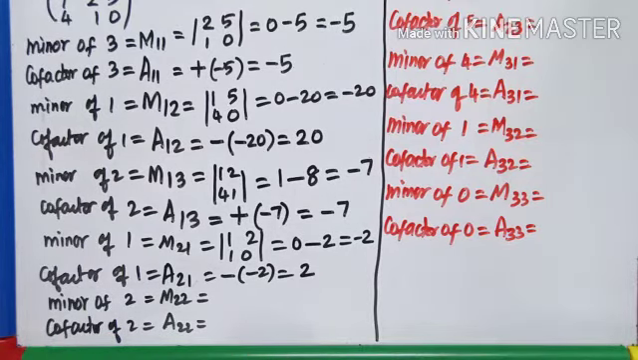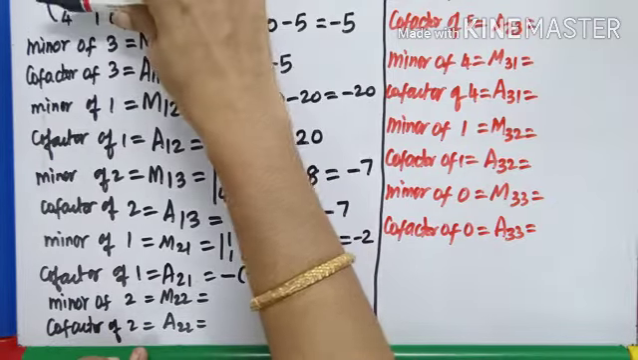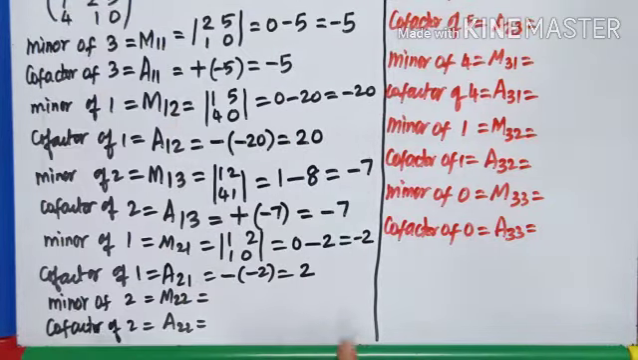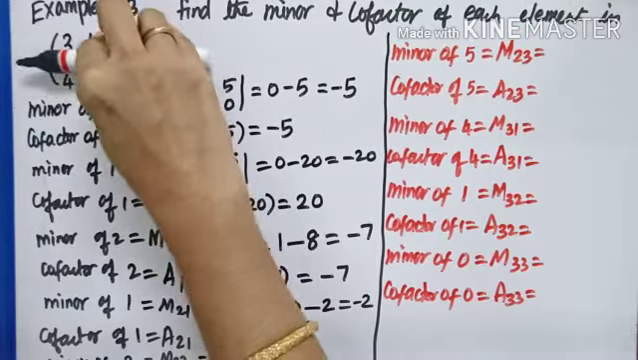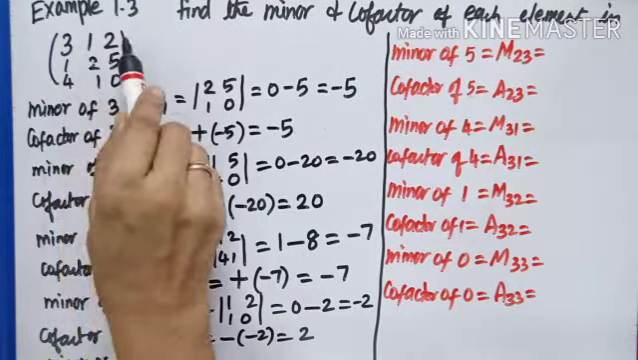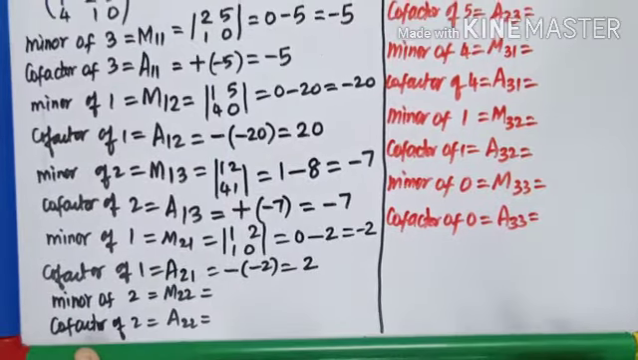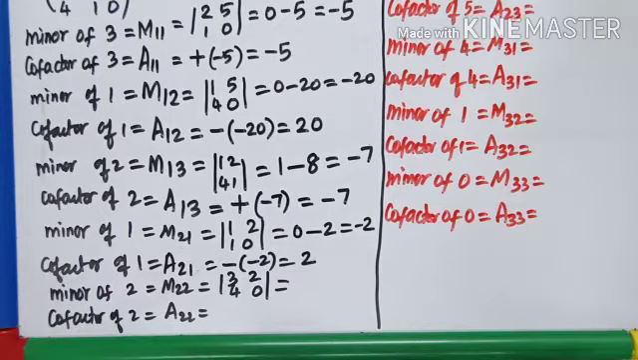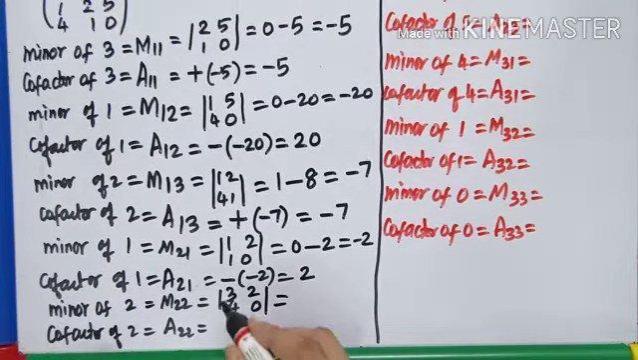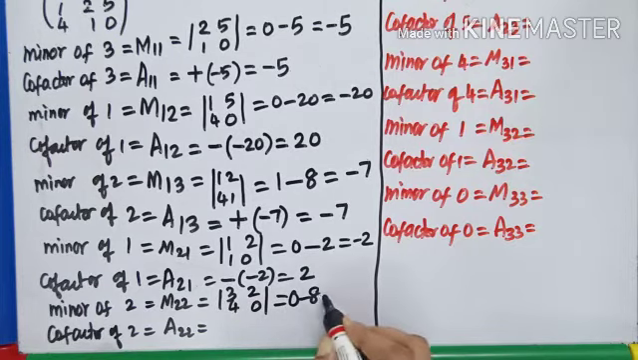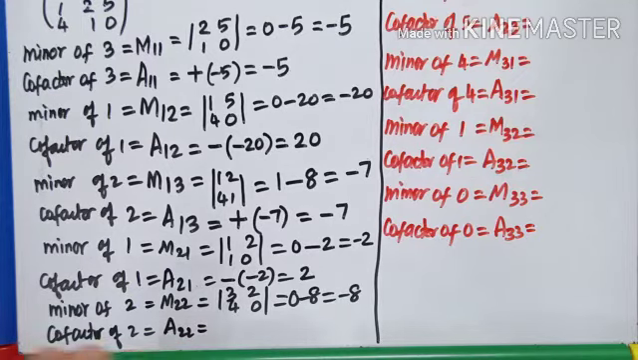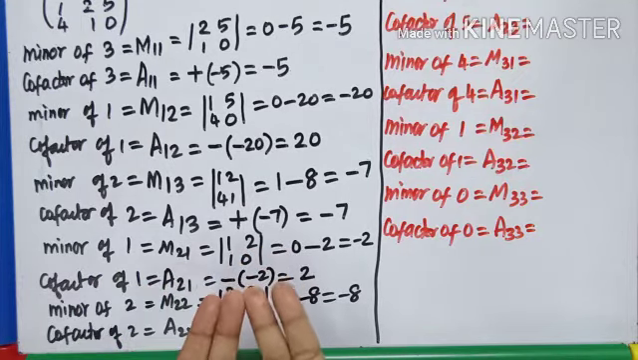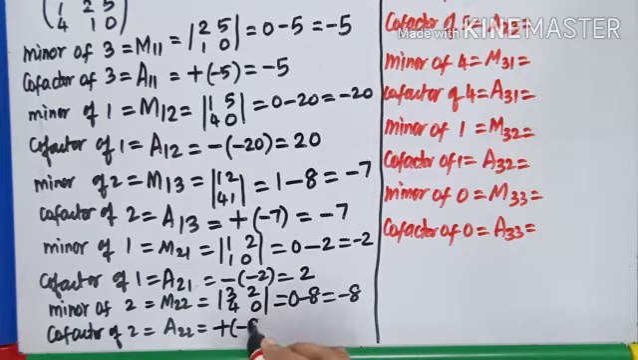Now I want the minor of 2. Where is this 2 present? Second row, second column. When I hide the second row, second column, I am left with 3, 2, 4, 0. Expand the answer: 0 minus 8. So it is minus 8. When I come to the cofactor A22, 2 plus 2 is 4. An even number tells me positive. Plus of minus 8 is minus 8.